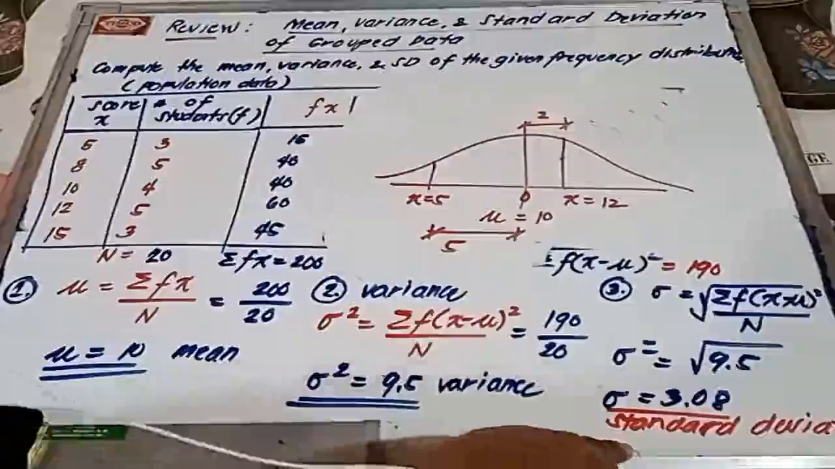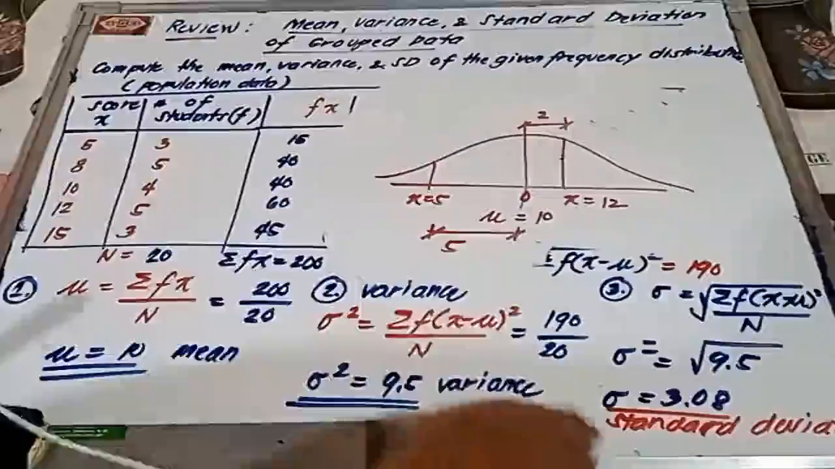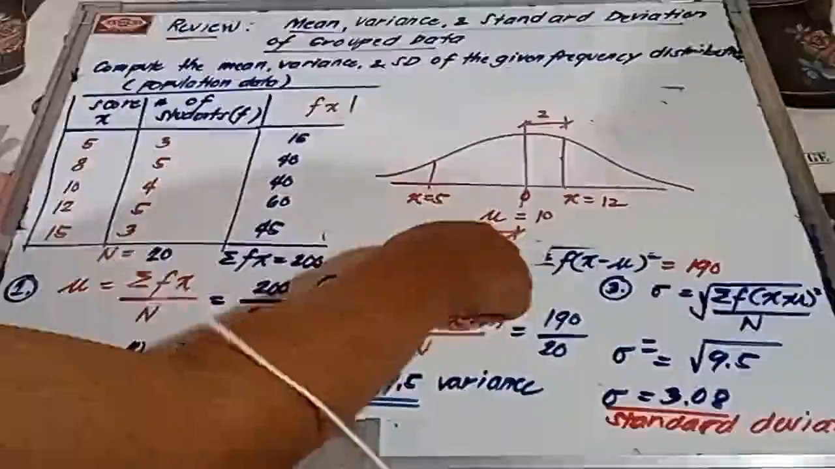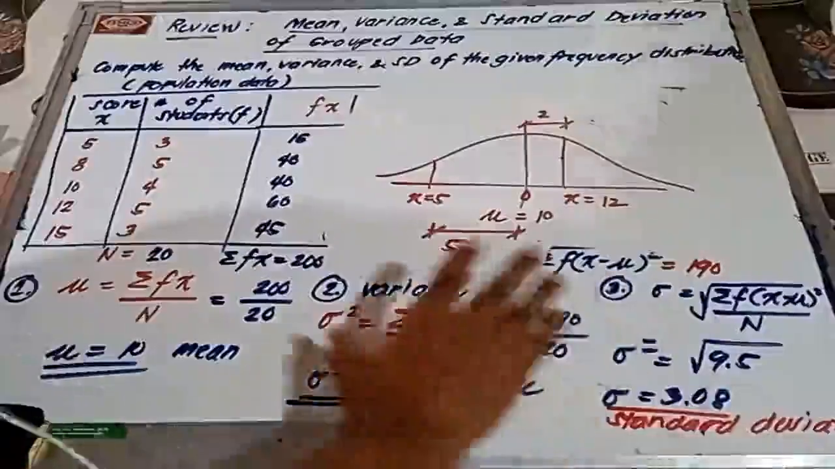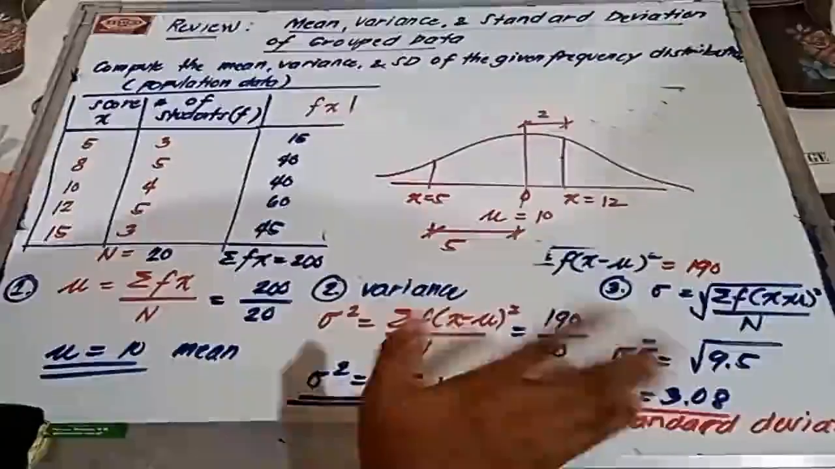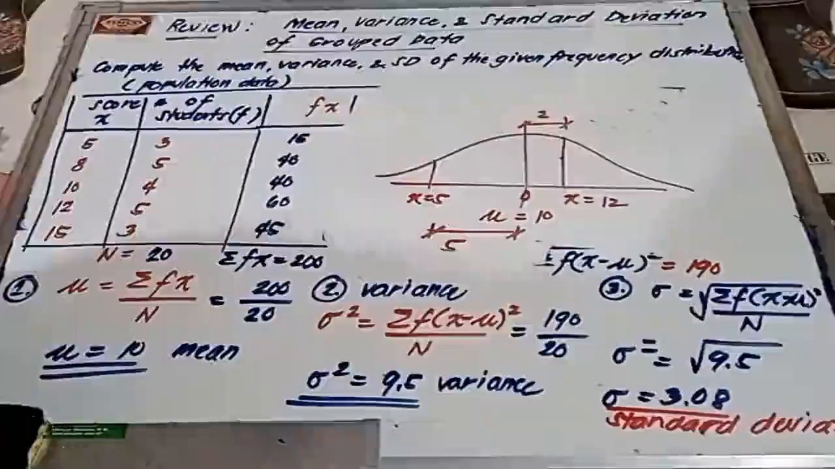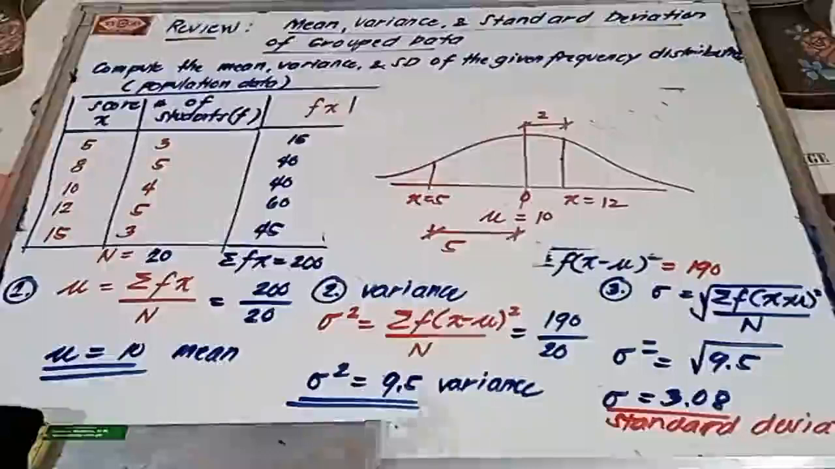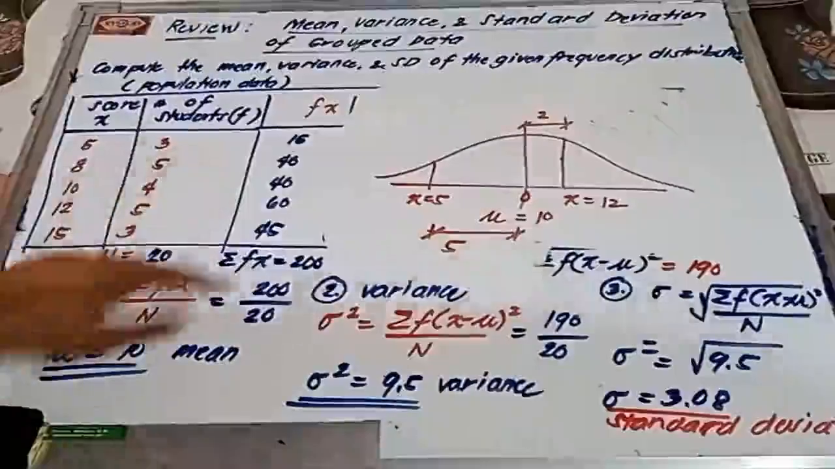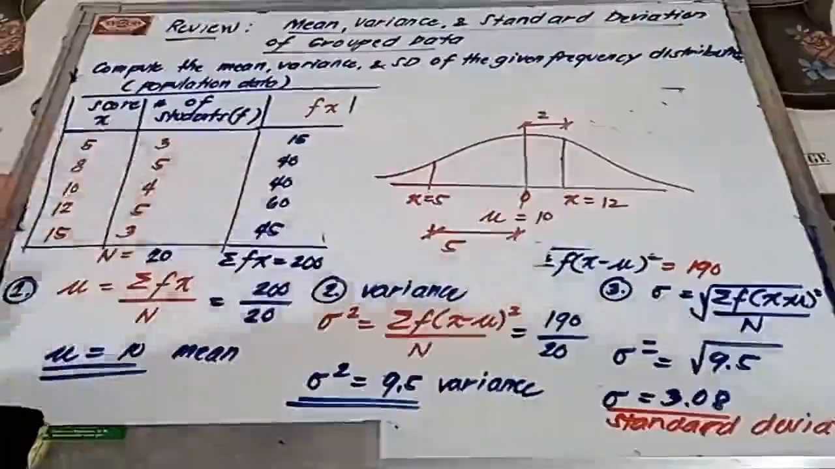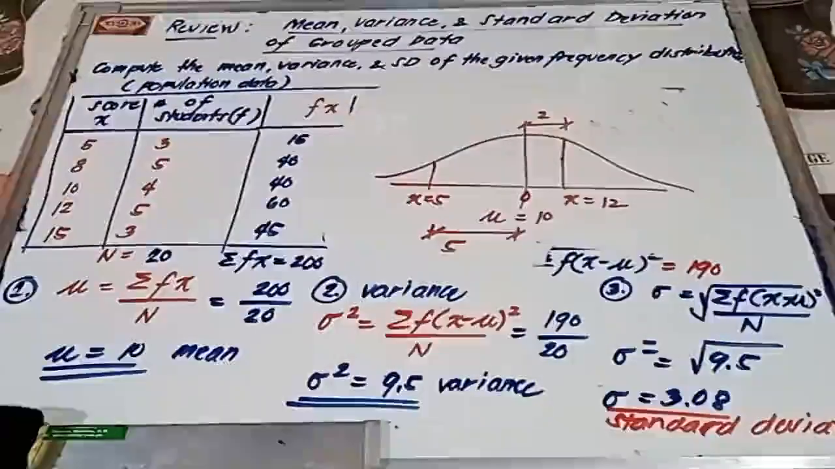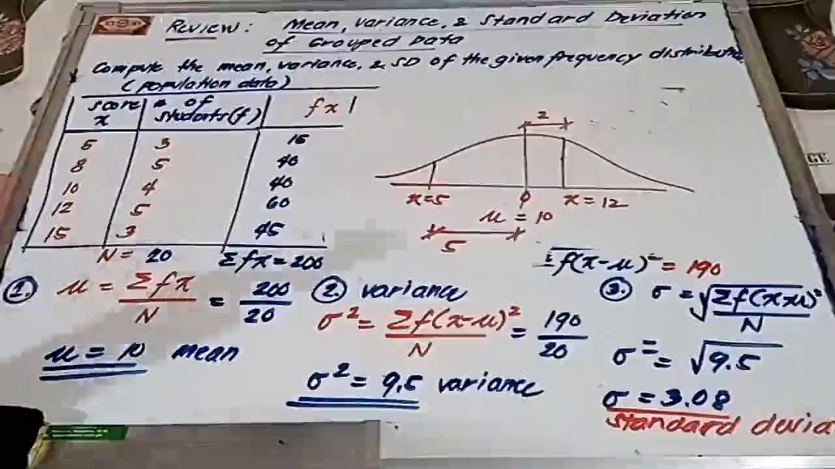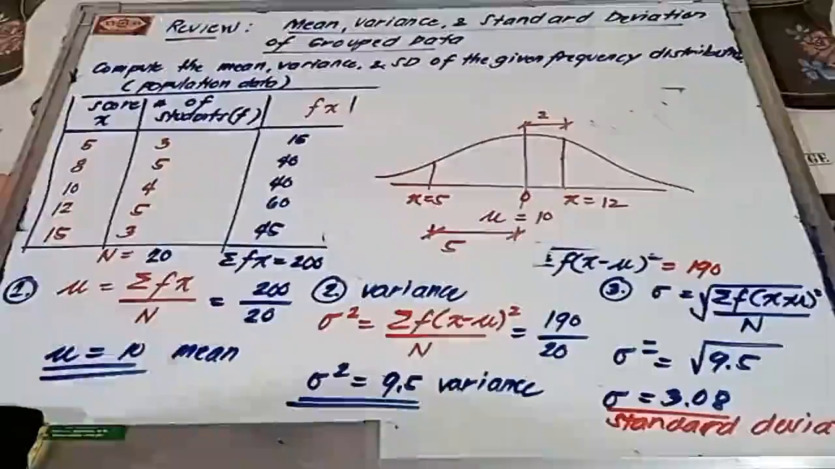So, ano ibig sabihin ng 3.08? 3.08 means at an average, ang distance ng mga scores natin from the center is 3.08. It's either 3.08 to the right or 3.08 to the left. So, yun yung tinatawag nating standard deviation or dispersion of these scores from the center of our frequency distribution. Okay? So, that will be the end of, actually, this is just my first example. I'm going to give you the second example.